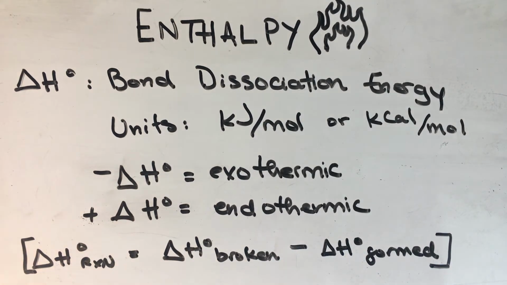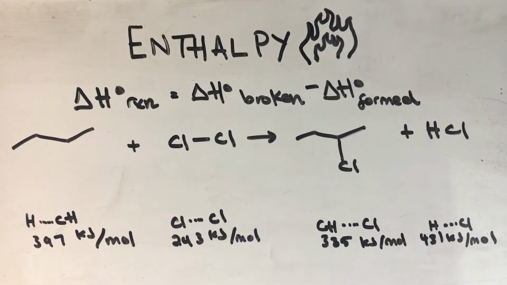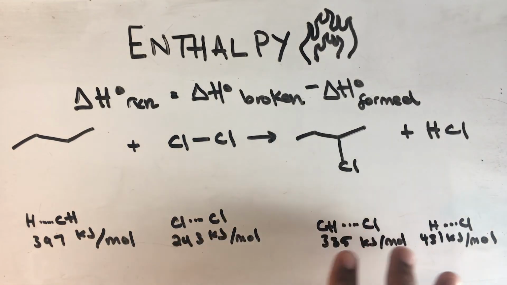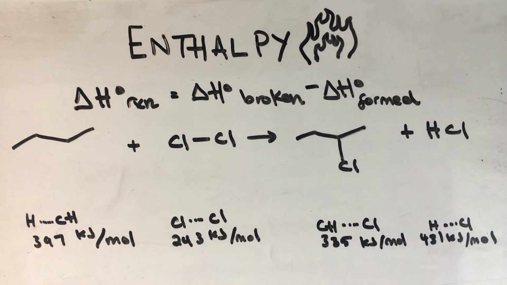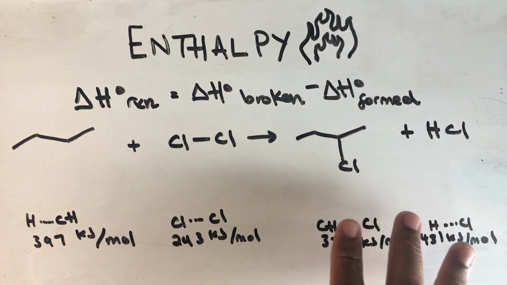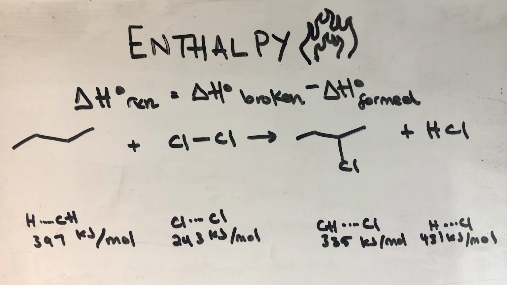So let's do an example. Here in this example, we have a reaction that occurs between an alkane and a dichloride, and we're asked to give the delta H of the reaction. So when we look at it, we're given all of the bond dissociation energies in kilojoules per mole, and when we assess what's happening in this reaction, we have to look at all the bonds being broken and all the bonds being formed.